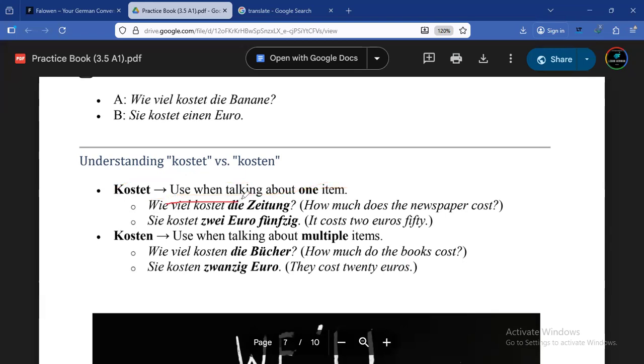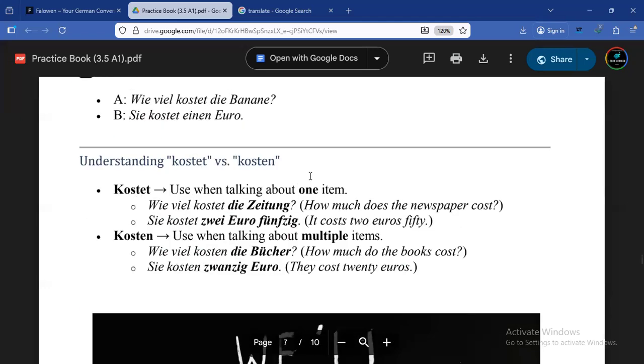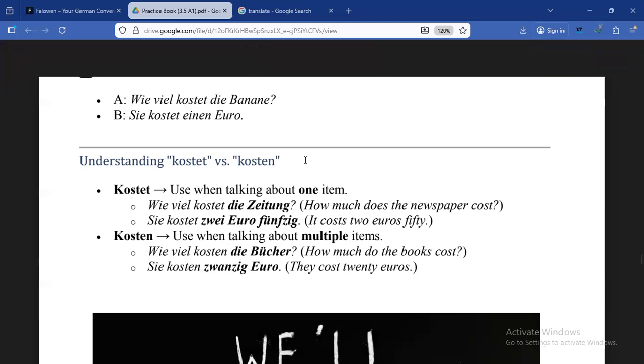An example is "wie viel kostet die Zeitung", since it is feminine, it's going to be "Sie kostet 2 Euro 50." And kosten is used when talking about multiple items. So for "wie viel kosten die Bücher", it is going to be "Sie kosten 20 Euro." In case you have any question, please ask before we go to the last part for today.